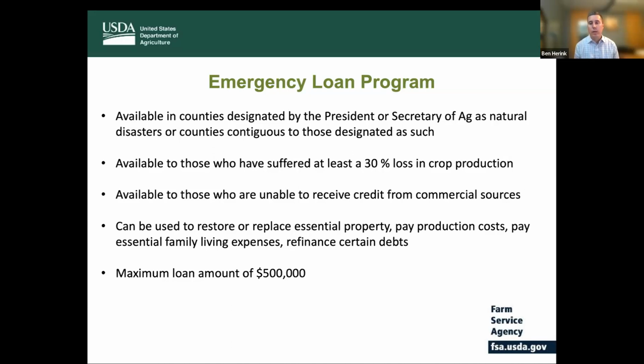So what is the emergency loan program? In terms of loss, you'd have to have at least 30% loss in your crop production. For this current round of 2023 drought disaster designations, we probably haven't realized any 2023 loss yet. The nice part is you have 8 months from the time of the disaster designation to apply for that emergency loan. So for the bulk of the Nebraska counties, you'd have until December 1st, 2023, to apply for any emergency loan assistance. So you'll have time as we go throughout the year to realize what that loss might be.